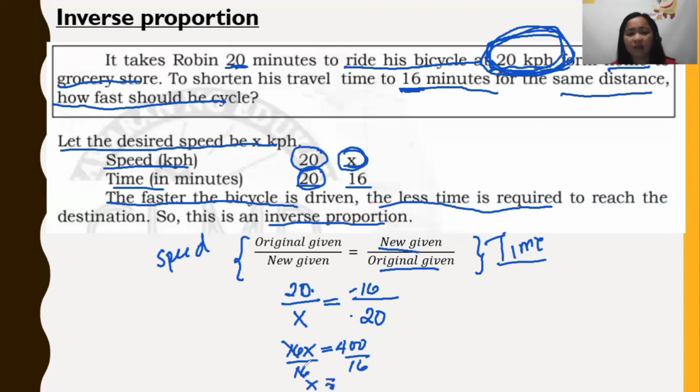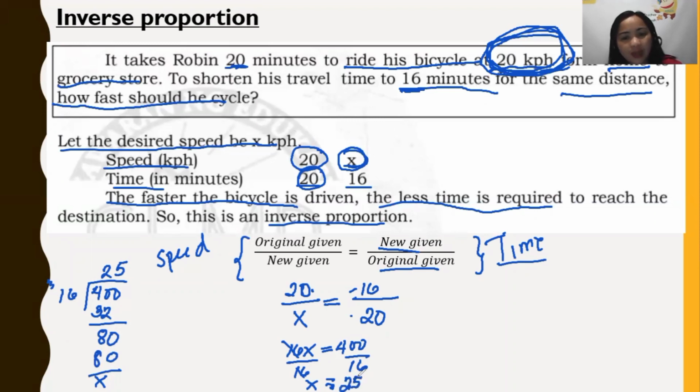Dividing both sides by 16. Therefore, we have 400 divided by 16. Solve natin. 400 divided by 16, we have 2. 32. We have 8. 0. 80 divided by 16. Let's see, 4. Oh, I'm sorry. Let's try 5. This is 30, carry 1. 5 times 1 plus 3. So we have, exactly, the answer is, x is equal to 25.